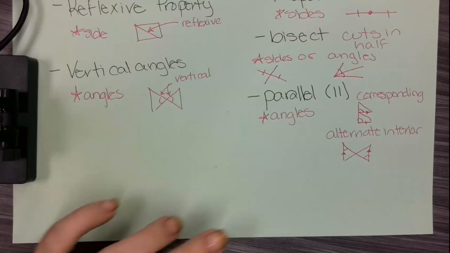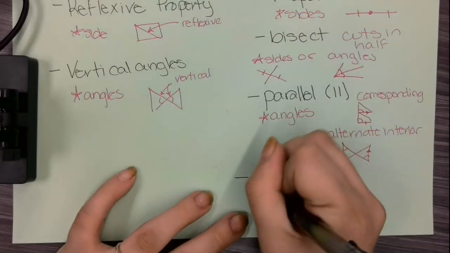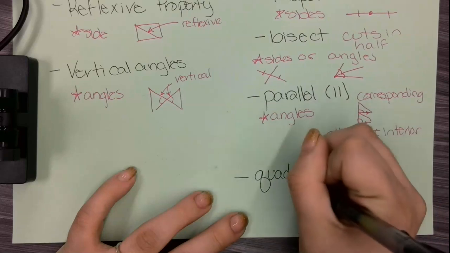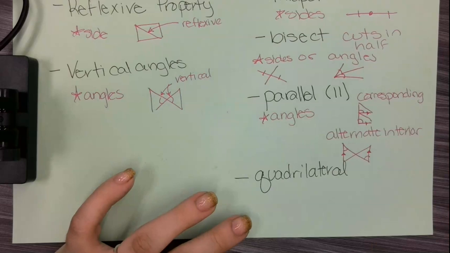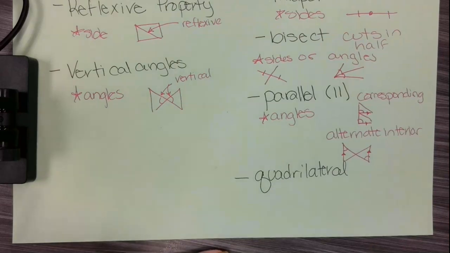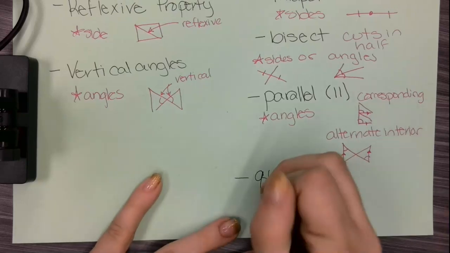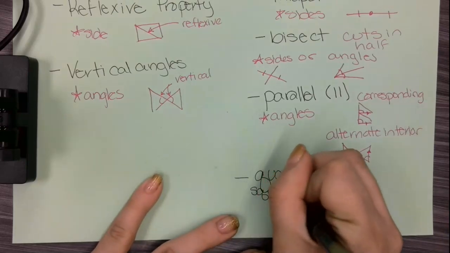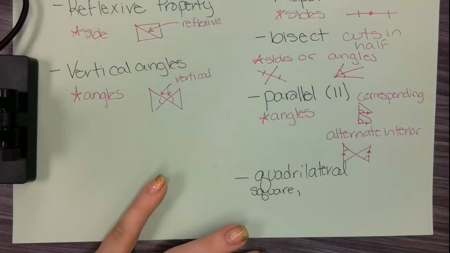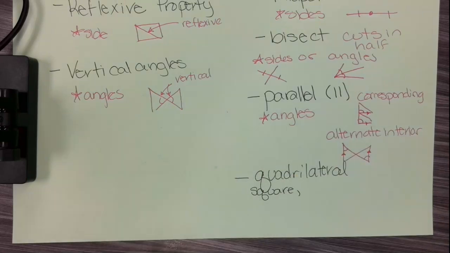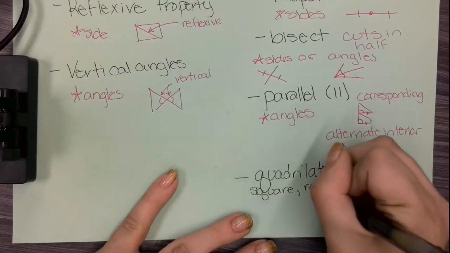Okay, and then the final thing is a quadrilateral. What kinds of shapes are quadrilaterals? Squares. What else? There's two more I've talked about with you guys. Huh? Rectangles and parallelograms.